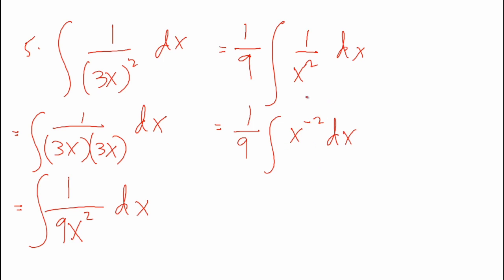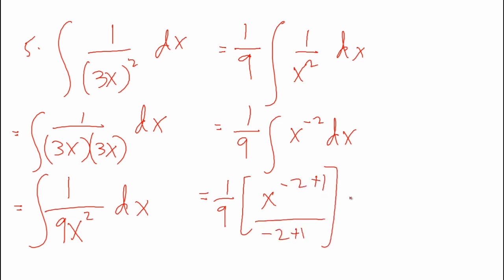And now we can integrate this one directly. Copy 1 over 9. And that is x negative 2 plus 1 over negative 2 plus 1, plus c. And we can now simplify our answer. That will become 1 over 9, this is x raised to negative 1 over negative 1 plus c. Of course, there's a lot of negatives. We can still simplify it to make it simpler.